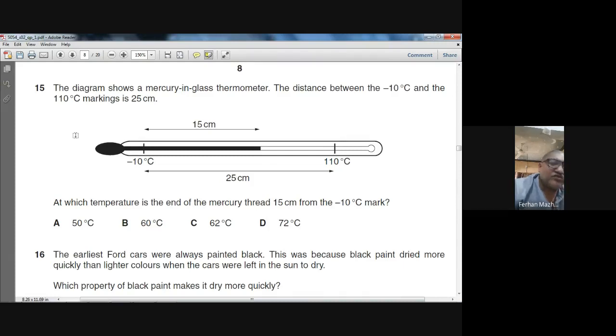So theta will be equal to, do you have a calculator? Yes, sir. Kindly write on your calculator 15 multiply 120 divided by 25, minus 10, equals to. What is the answer? 62. 62 is the answer. This is question number 15.